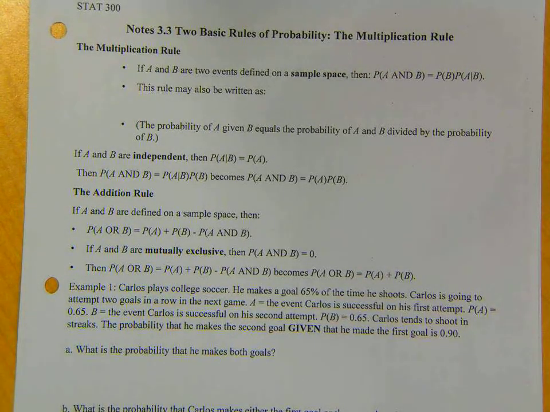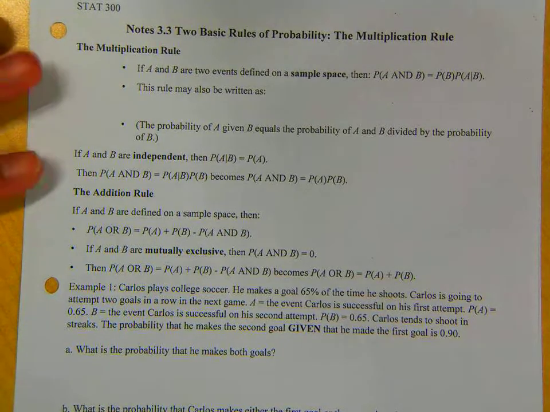Here we go. Alright, so section 3.3, continuing with this probability idea. So we have some rules that we've been talking about, and I've been trying to show you as we go. One big rule is called the multiplication rule. So the multiplication rule basically states this.